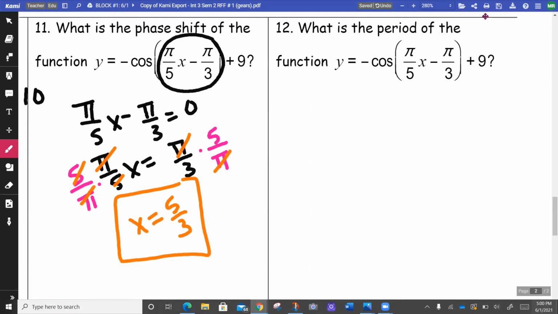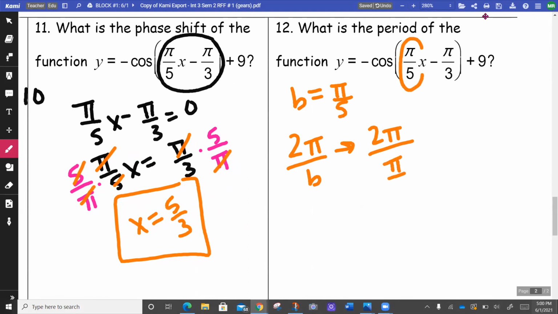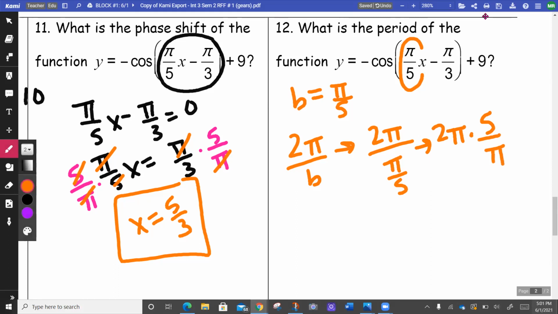Number 12, what is the period? So the period is found by looking at the number in front of your x, that's our b. So our b is going to be pi fifths. And so our period for our cosine is 2 pi divided by b. So that's going to be 2 pi divided by pi fifths. So that's 2 pi times the reciprocal, 5 over pi. So my pi cancels and I get 10. So my period is 10.